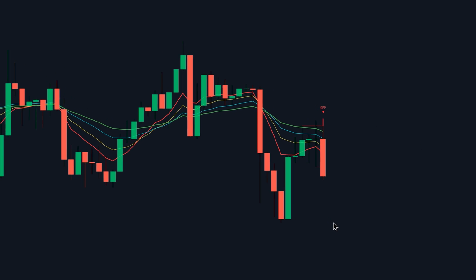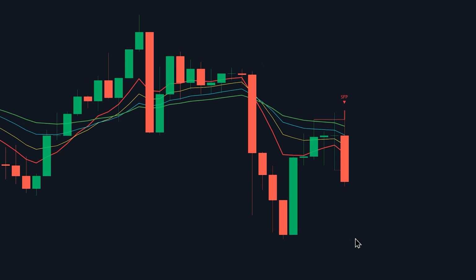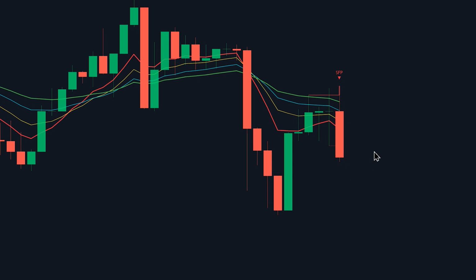Now, the first condition is to confirm that the market is in a bearish trend. We're going to be using the 7EMA_5MA indicator, and we need these 4 EMAs to be lined up like this, with the green one at the top, the red one at the bottom, and then in the middle should be the blue above the yellow. After we have the bearish trend, we need to identify a swing failure pattern happening within that bearish trend.